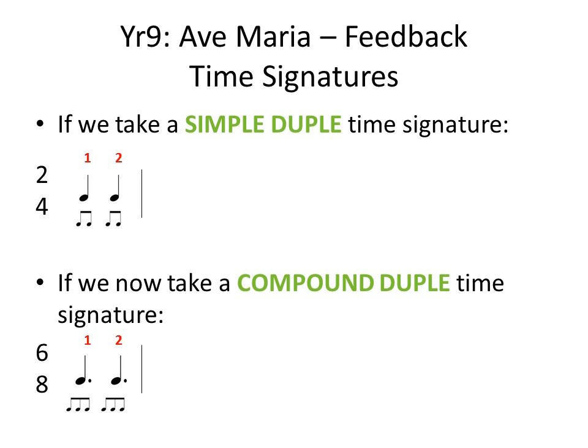Now, if we take a compound duple time signature, like 6/8, there are still 2 counts in the bar. Notice each crotchet here has got a dot after it. Now the dot makes it half as long again. So instead of 2 quavers, it's worth 3 quavers. Now these quavers, as you can see, are grouped into 3s.